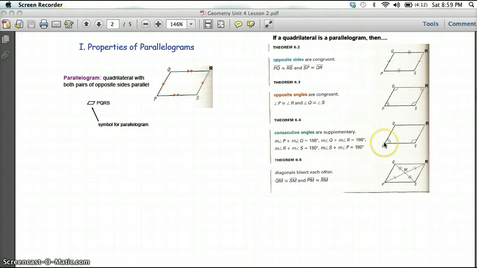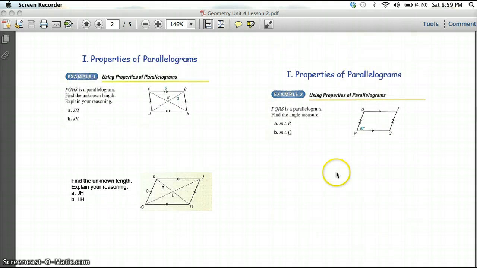So that means that angle P plus angle S equals 180 degrees. Angle P plus angle Q is 180 degrees. Angle Q plus angle R is 180 degrees. And angle R plus angle S is 180 degrees. And then last, the diagonals in a parallelogram bisect each other. So here we've got PM is congruent to RM and QM is congruent to MS.